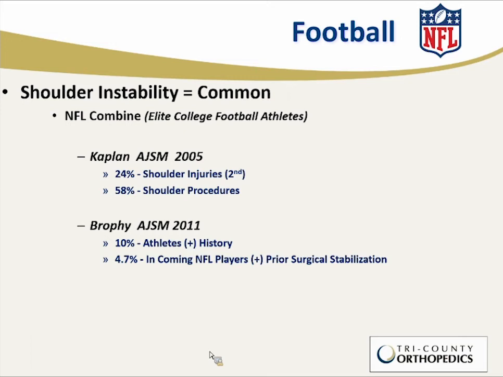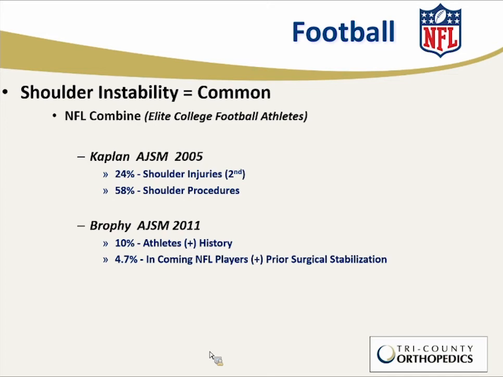In football itself, if you look at the NFL Combine, a few studies looked at just how common shoulder instability is amongst all their injuries. And in one NFL Combine, shoulder injuries comprise the second most common body part for injury. And 24% of the shoulder injuries were actually instability events. And 50% of all shoulder procedures in those 350 elite level college athletes invited to the Combine had previous shoulder instability procedures. So it's not an infrequent thing.